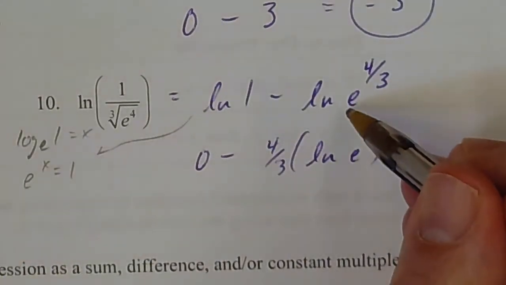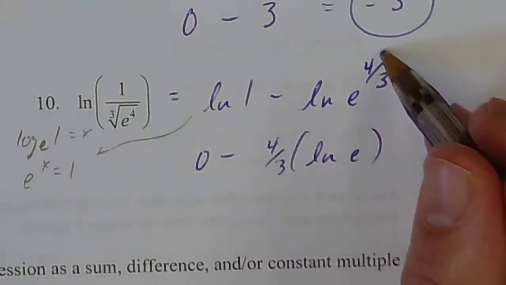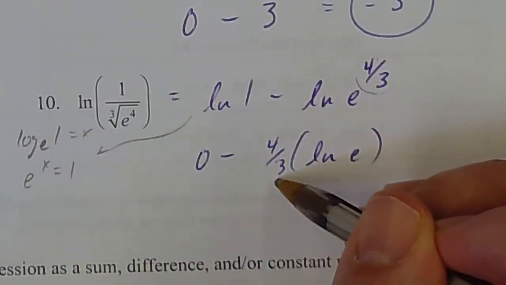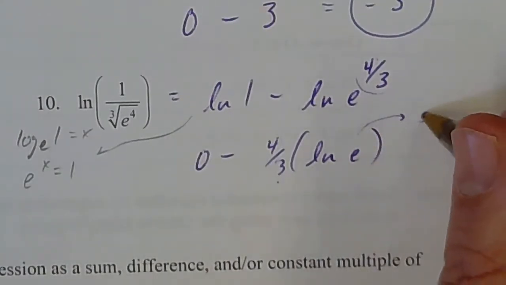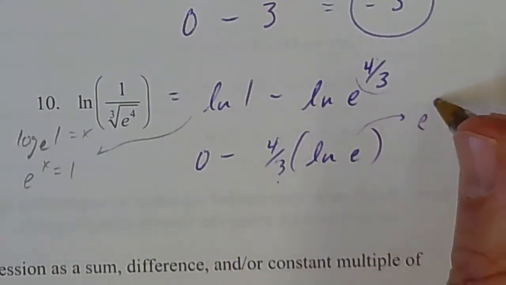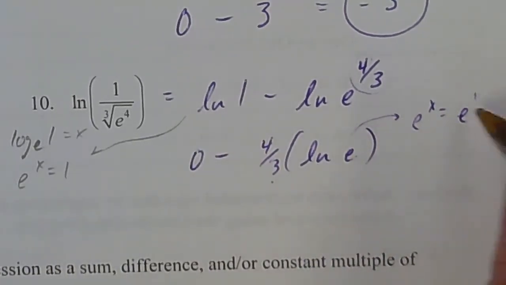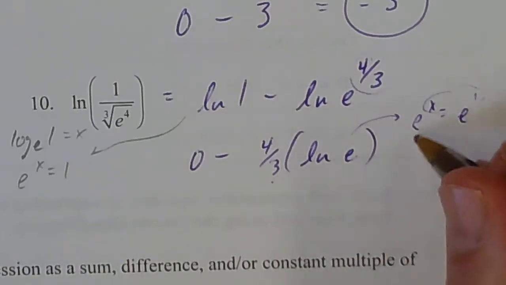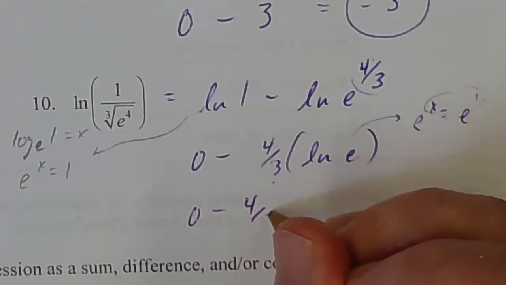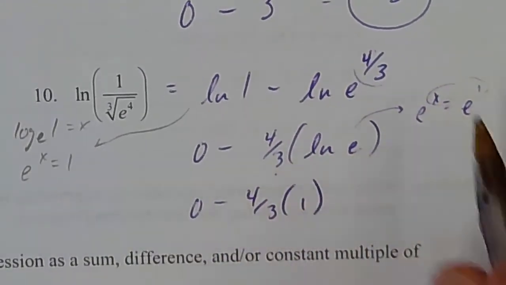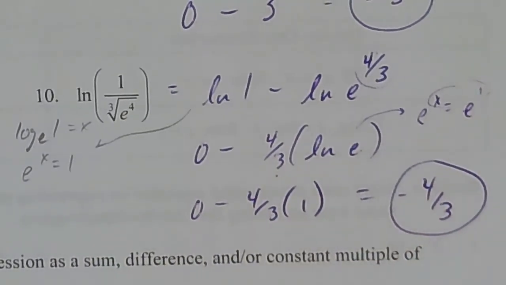This one you could actually evaluate right now too. I could say e to the x equals this and get 4/3, or maybe use the power rule like I did. And now I can go off to the side and evaluate this. So I'm asking myself, e to the what power gives me e? Well, bases are the same, so x equals 1. e to the first is equal to e, of course. So we got 0 minus 4/3 times 1. So 0 minus 4/3 is negative 4/3. That's the answer to that one. Now it got a little tricky.